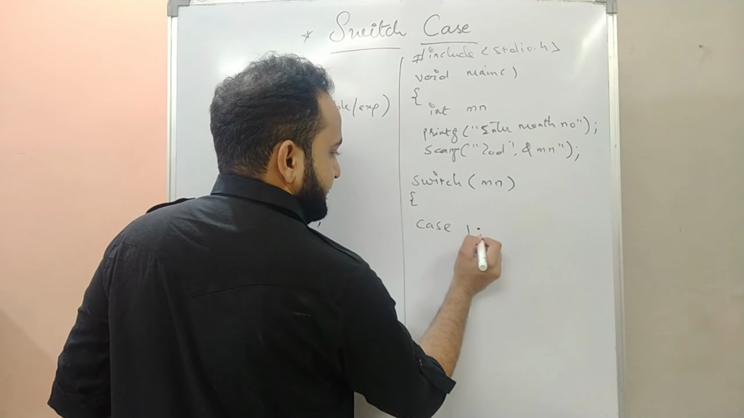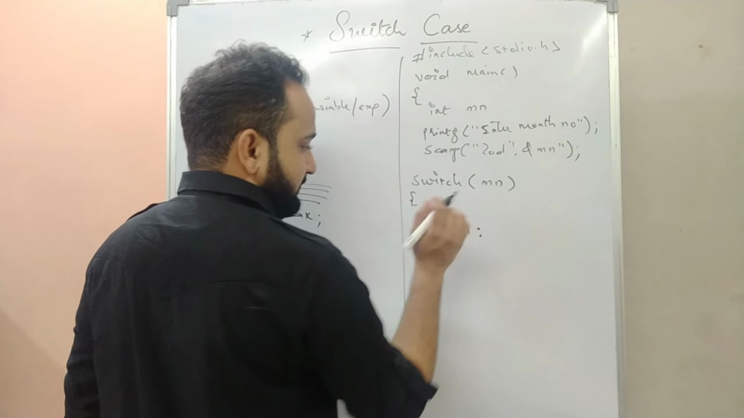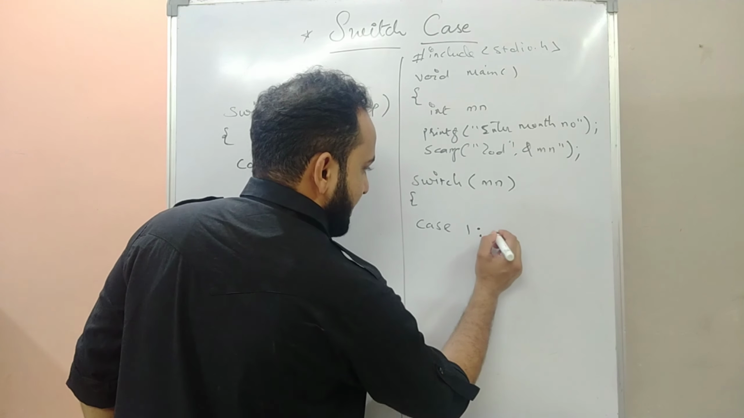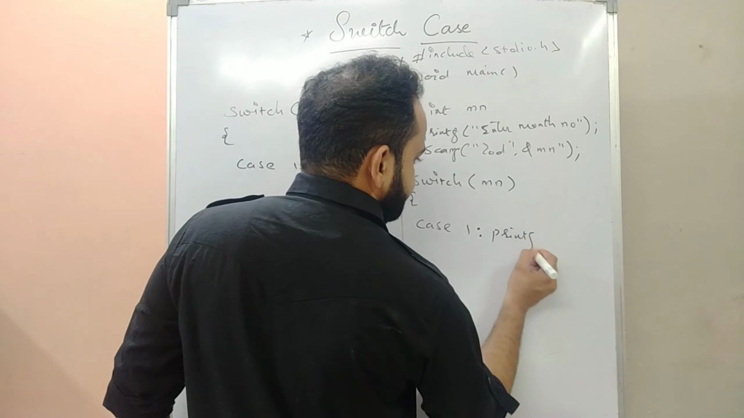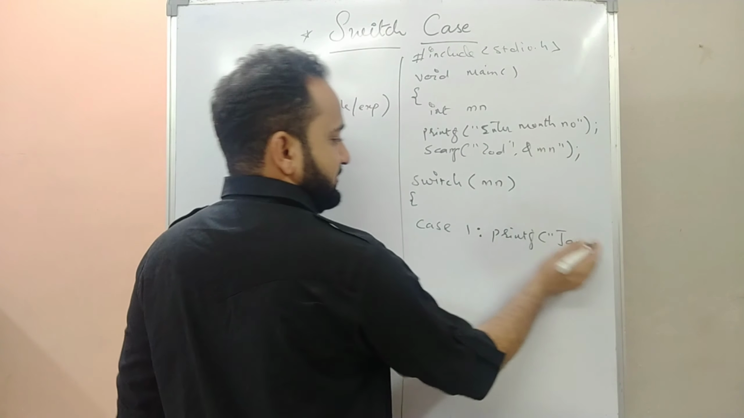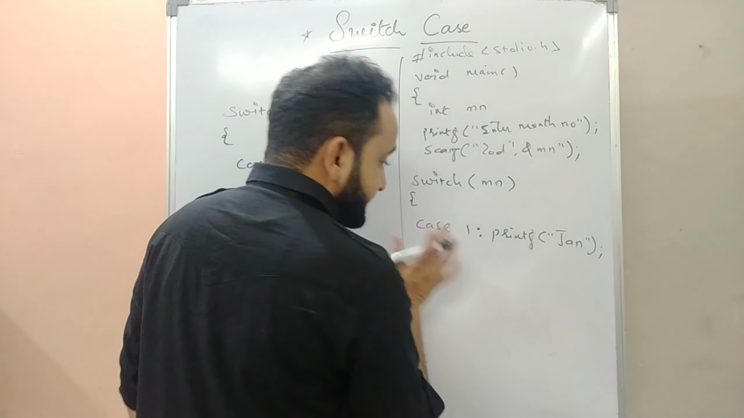So in case 1, if this is true, what does it mean? If the value of mn is 1, you can write it here. Okay, I'm writing it here: printf. What do you have to print if the case is 1? If the month number is 1, you have to print Jan, January. Okay, Jan. You're done with case 1.